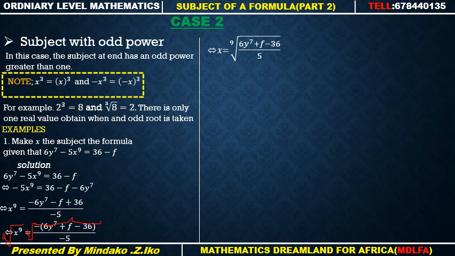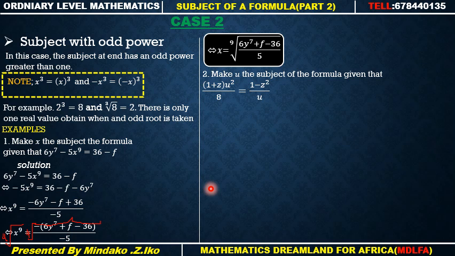Okay, so that is how I arrive here. Because this 9th root sign will cancel with this other 9 here, and that will make x alone. That is why x is equal to the 9th root of 6y power 7 plus f minus 36 divided by 5. Notice that the root sign should affect both this 5 and this other term in the numerator. Okay, so that is it. So let's continue. Okay, that is x.